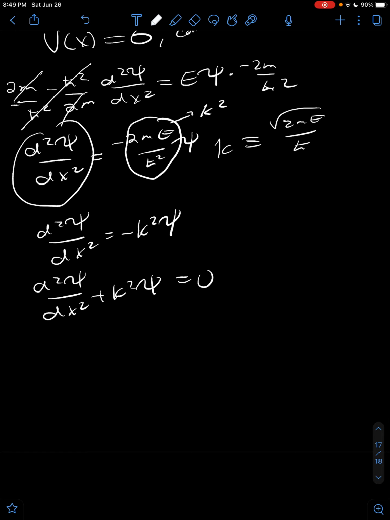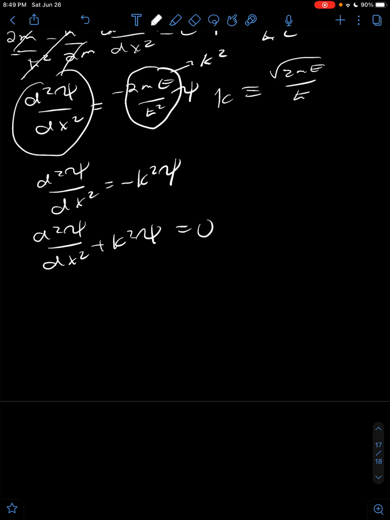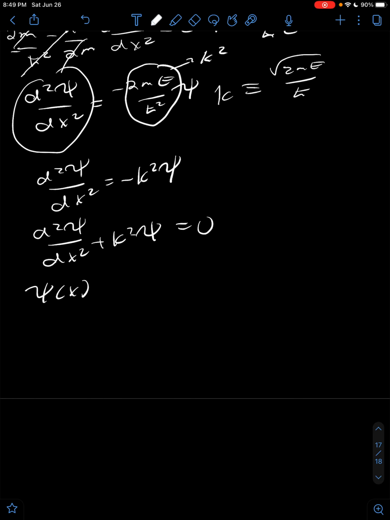This is a homogeneous linear second order differential equation, which means that psi of x can be written as an exponential e to the rx.